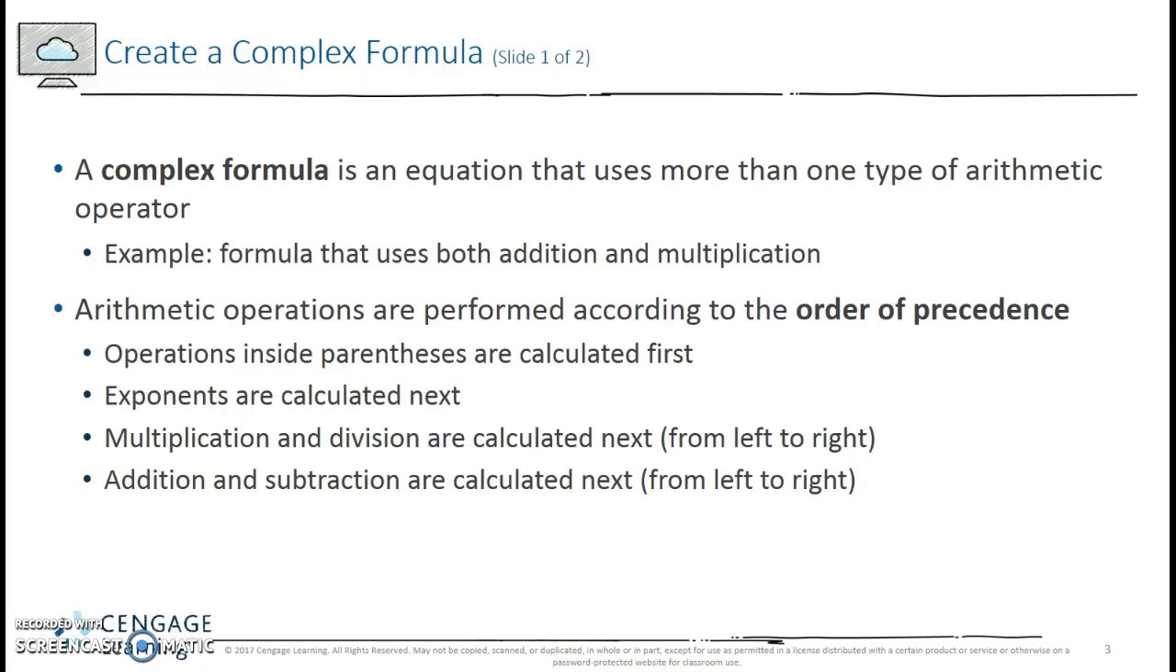Arithmetic operations are in order of precedence. And remember in the introduction video, we talked a little bit about going back to our middle school time and talking about the order of operations. And that is going to come into play here when we start talking about complex formulas. So the first thing is that operations inside parentheses are calculated first, then exponents, then multiplication and division from left to right, and then addition and subtraction from left to right. So that's the order of operations for arithmetic operations.